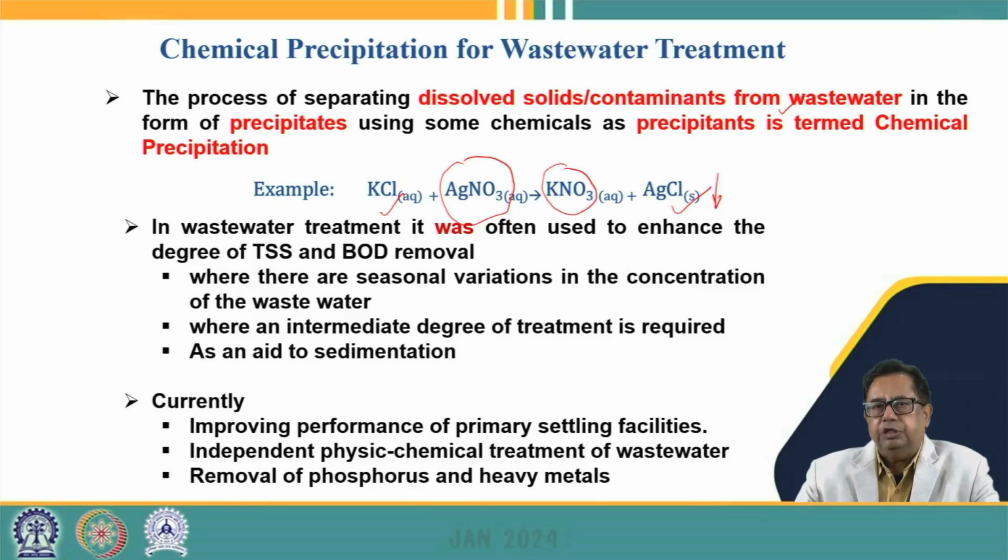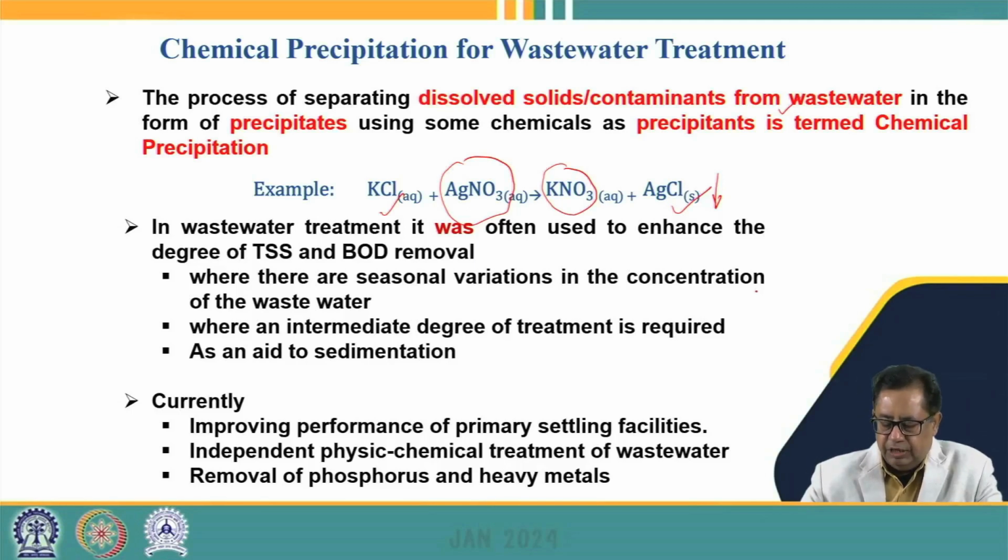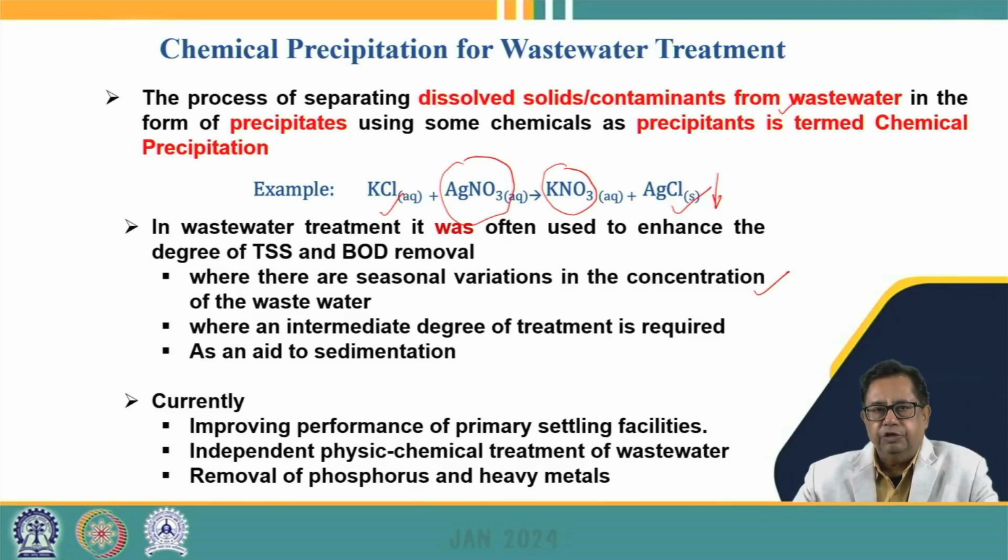In wastewater treatment, chemical precipitation was earlier used for the removal of total suspended solids and BOD removal, which may be needed when there is a large seasonal variation in the concentration of the wastewater. If the characteristics of the wastewater change because of seasonal variations, some TSS and BOD removal was required using certain precipitants.